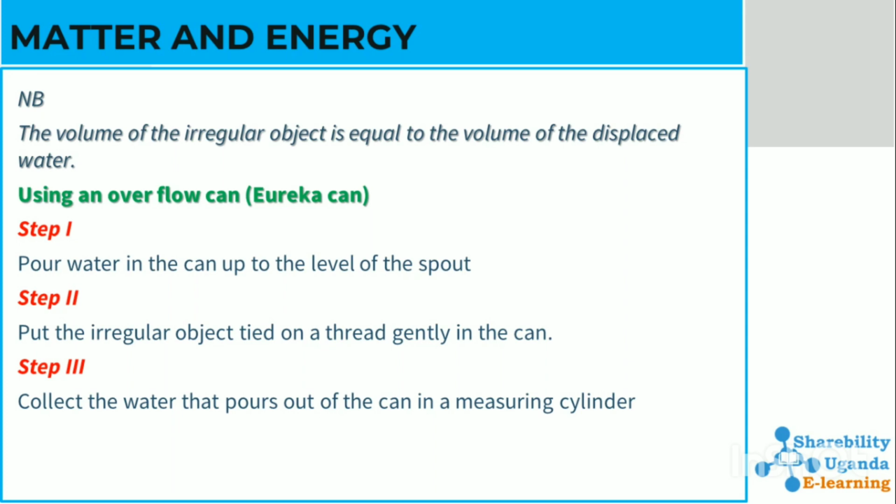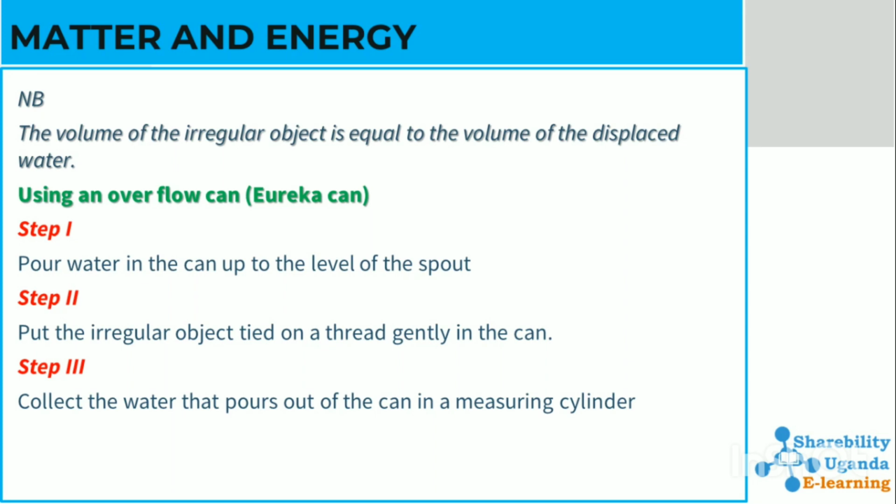And then using an overflow can, the procedure goes as follows. Step 1, pour water into the can up to the level of the spout or at the brim. And then step 2, put the irregular object tied on a string or thread gently into the can. Collect the water that pours out of the can in a measuring cylinder.